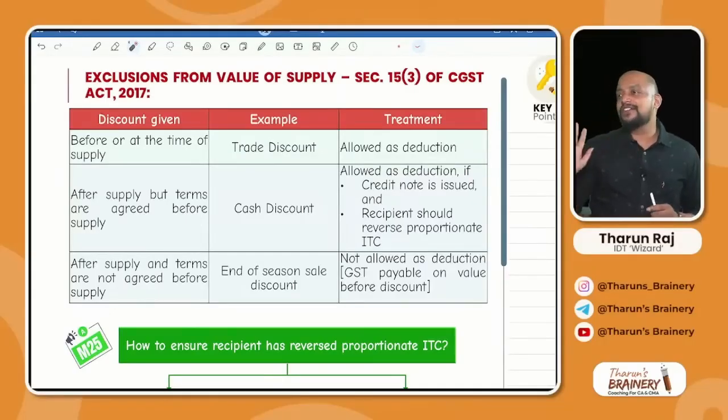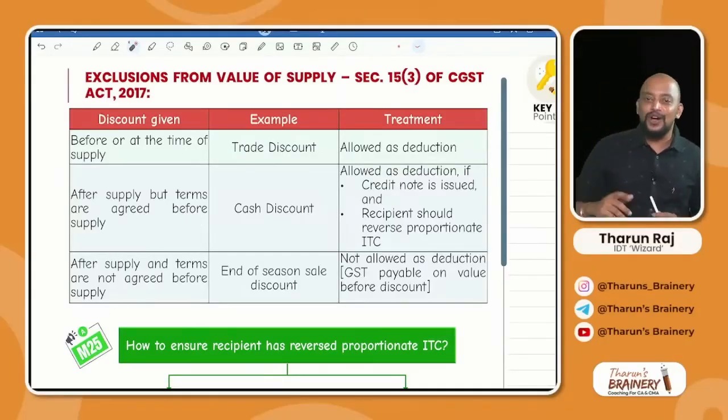So they will not have any problem, but somehow they will get it here. I don't know how. 200 rupees.